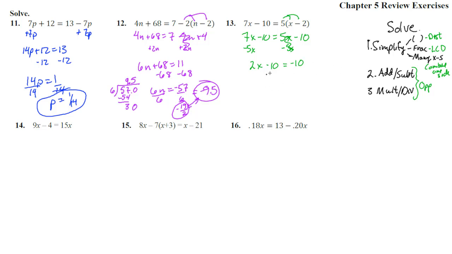Add or subtract, so add 10 to both sides. We get 2x equals 0. And then when we divide by 2, we get x equals 0.